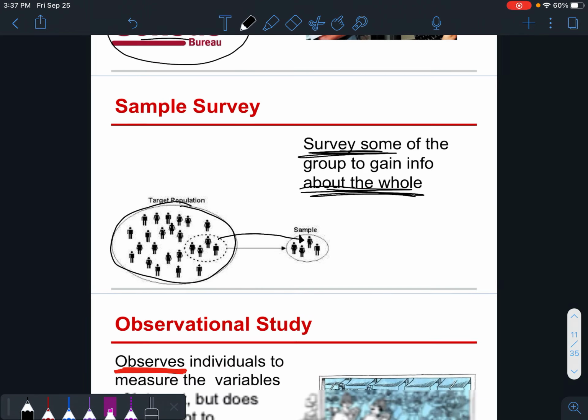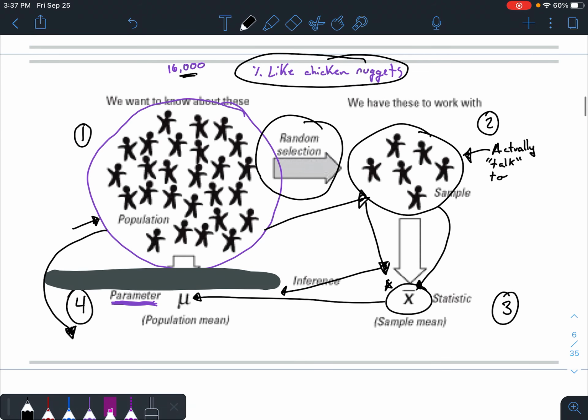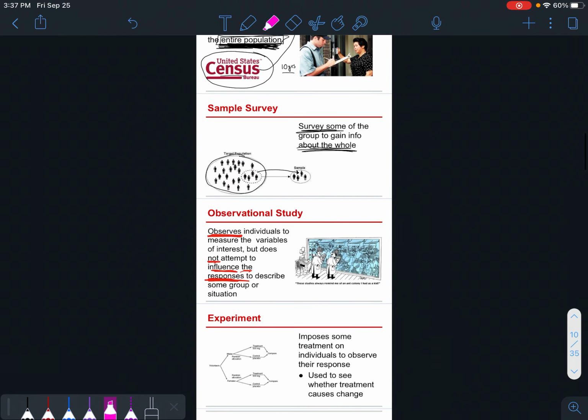And if we go back up to our picture up here, our chicken nugget example, we're starting here, right? We're starting in Buffalo, and we're doing the roundabout way to get to our population mean. So that would be a sample survey.